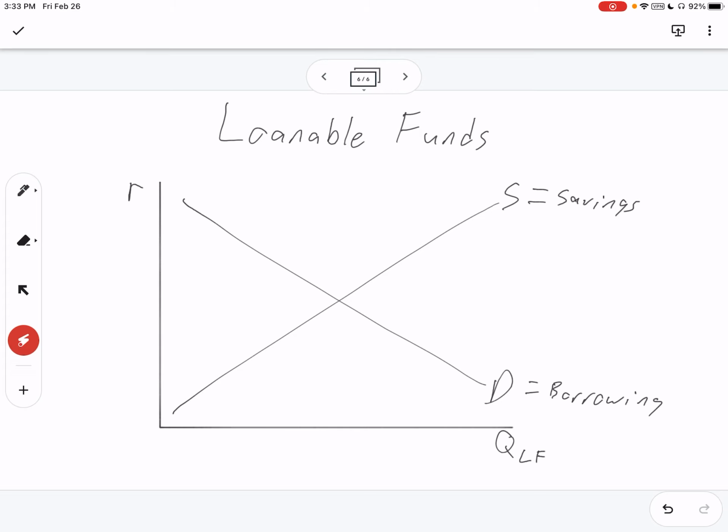Now, what this means is that if there's more savings in the economy, that could increase the supply of savings, which would therefore lower interest rates. Or if there's a bigger demand for borrowing in the economy, people are trying to buy lots of cars, I guess, the demand for loanable funds could shift to the right, in which case interest rates would rise.